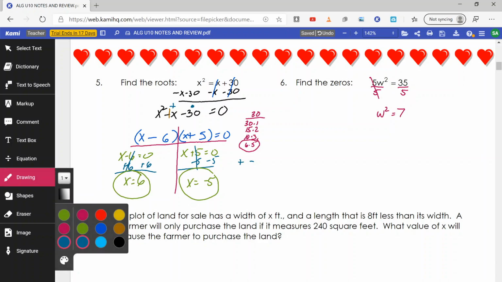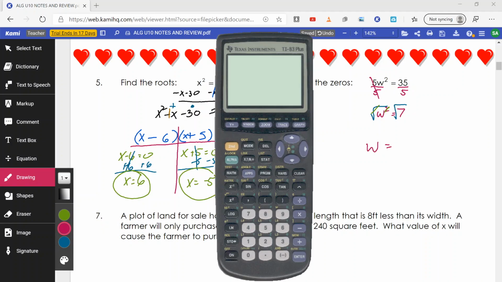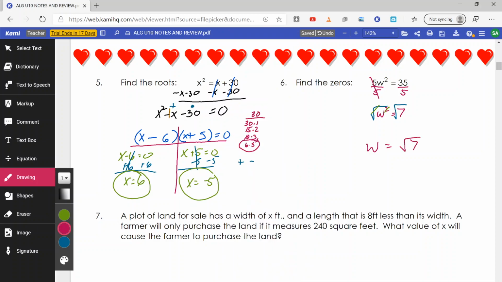Now again, we want to know what w is, not w squared. So to get rid of the exponent of 2, we take the square root of both sides. What this does is the square root and the square cancel out, leaving me with w equals. Now, 7 is not a nice number to take the square root of. So if I take the square root of 7, I get 2.64575131, and so on. It's not nice. So we're going to leave it as the square root of 7.